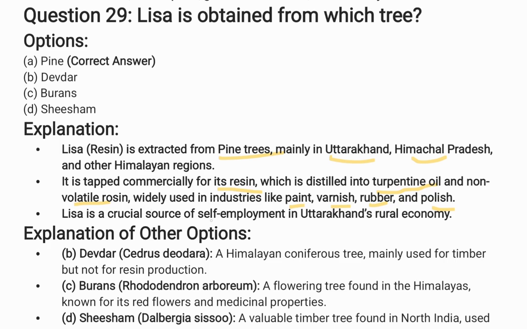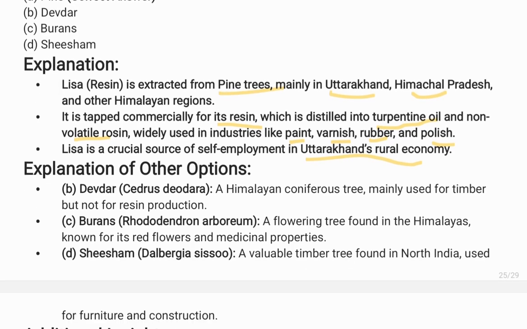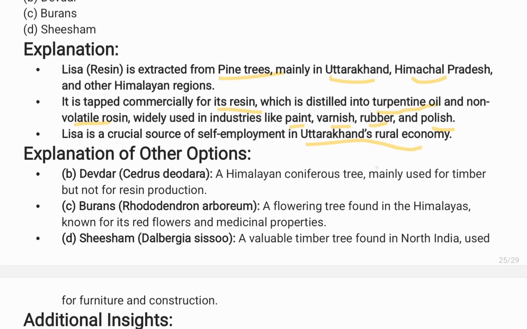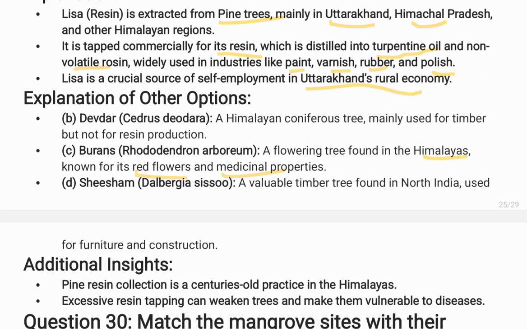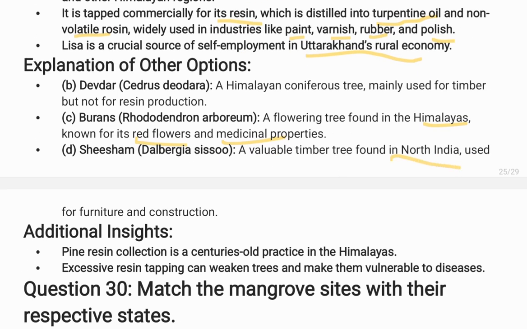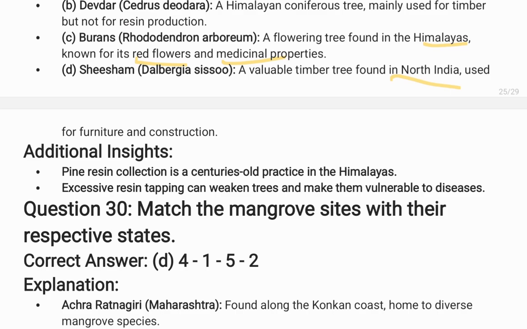Lisa is a crucial source of self-employment in Uttarakhand's rural economy. Lisa is pine se nikalta hai. Deodar is a Himalayan coniferous tree mainly used in timber. Burans, Rhododendron arboreum, is a flowering tree found in the Himalayas, known for its red flowers and medicinal property. Sesame, Dalbergia sissoo, is a valuable timber tree found in North India, used for furniture and construction.